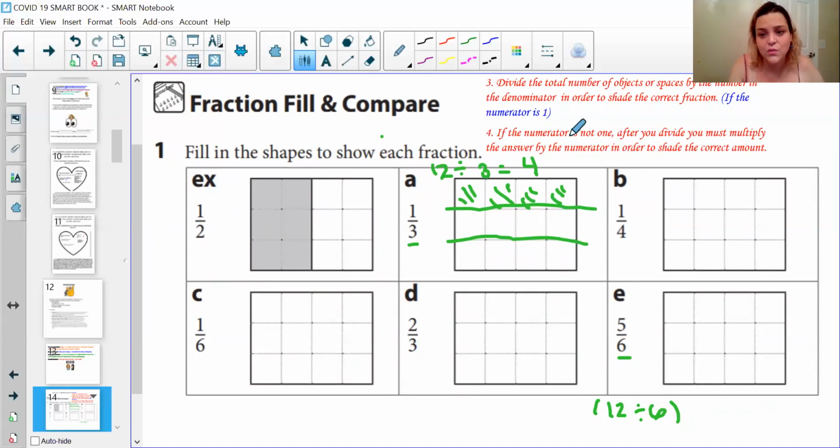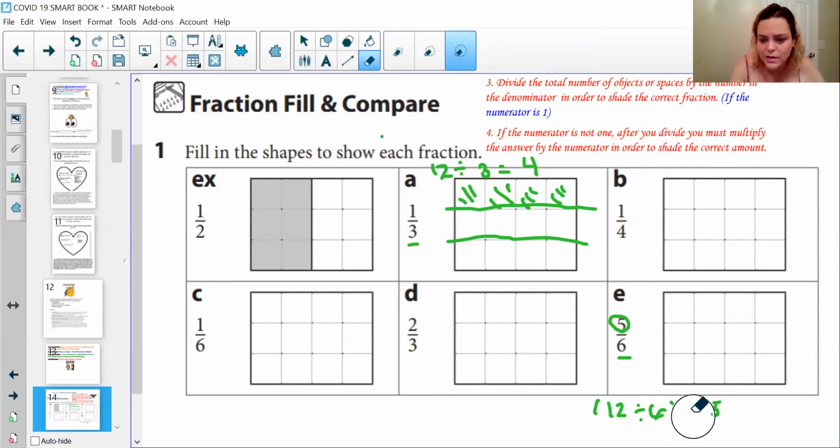And here I see that 5 is my numerator. Then it says if the numerator is not 1, after you divide, you must multiply the answer by the numerator in order to shade the correct amount. And I see 5 is my numerator. So whatever I get here, I'm going to have to multiply by 5. Let me get an eraser because that multiplication sign is way too big.